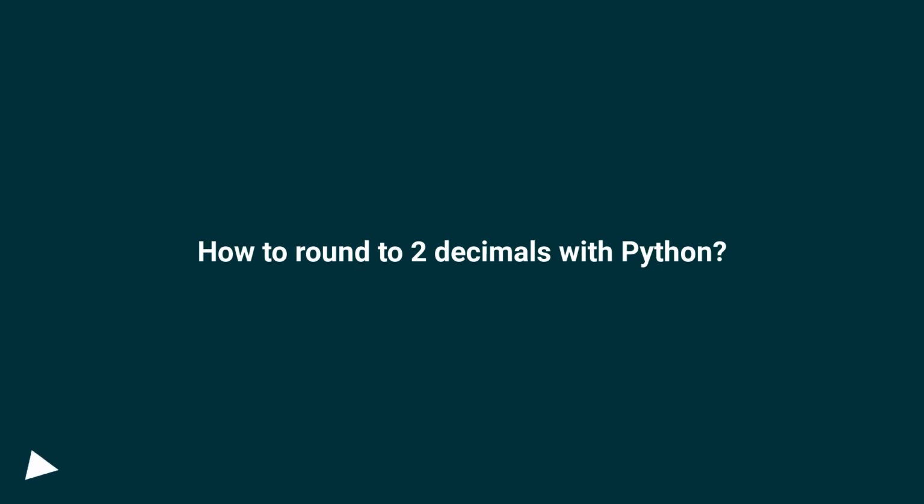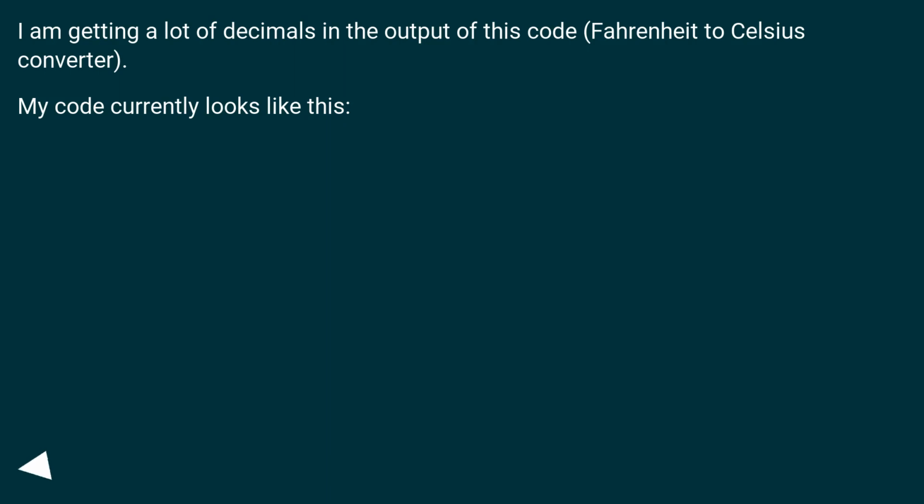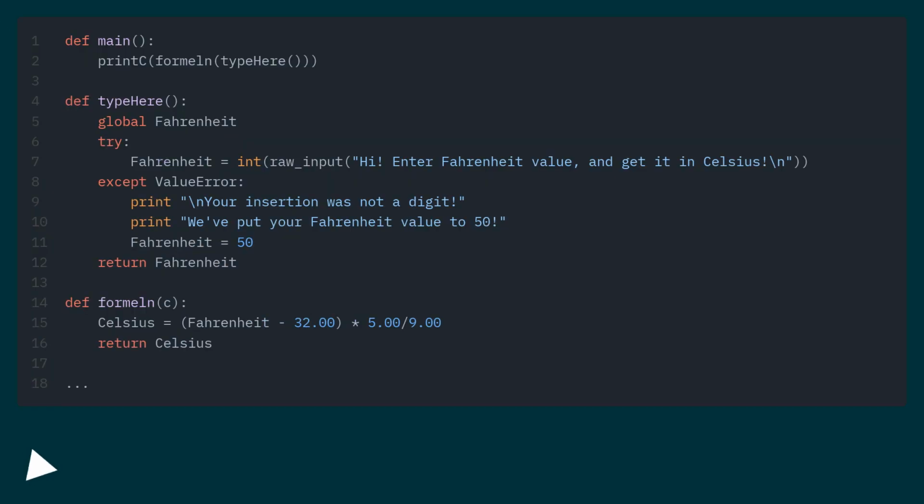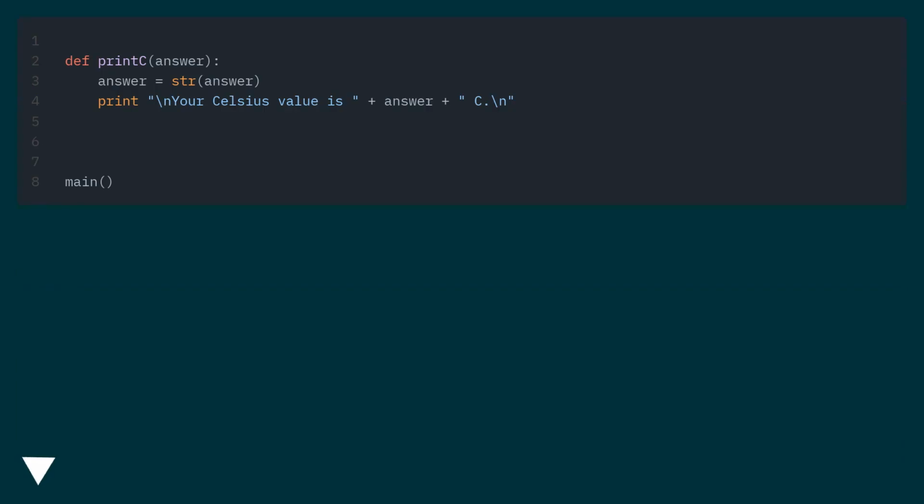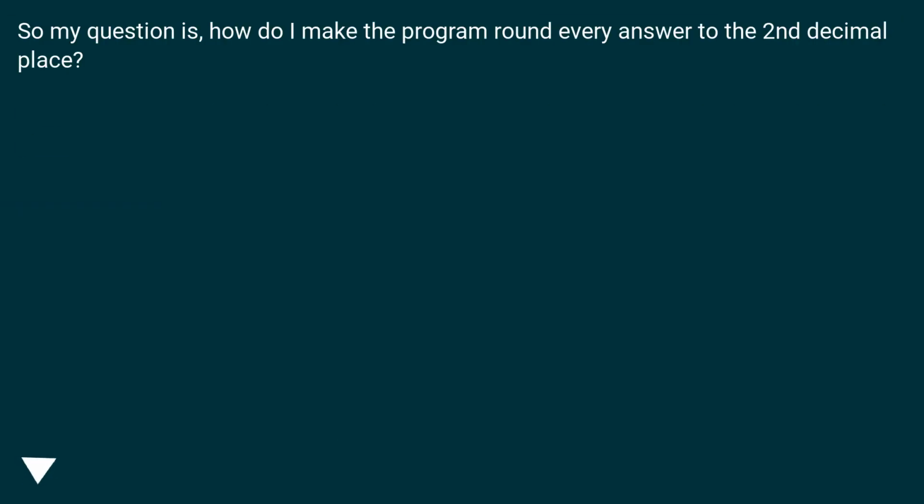How to round to 2 decimals with Python. I am getting a lot of decimals in the output of this code, a Fahrenheit to Celsius converter. My code currently looks like this. So my question is, how do I make the program round every answer to the second decimal place?